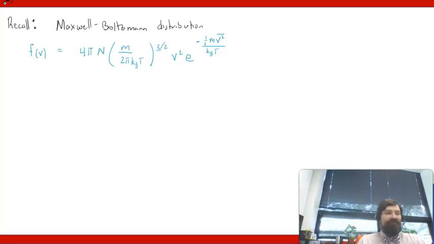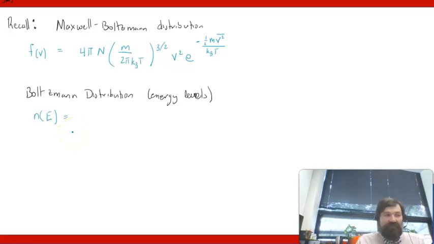Now this comes from what is sometimes called the Boltzmann distribution. It's an energy function. The Boltzmann distribution is also a probability density distribution, but it looks more like this. I'm going to use lowercase n. It's a function of energy rather than a function of speed. It has some amplitude, we'll call that n naught, times e to the negative of energy divided by k sub B times T, this Boltzmann's constant times temperature factor.